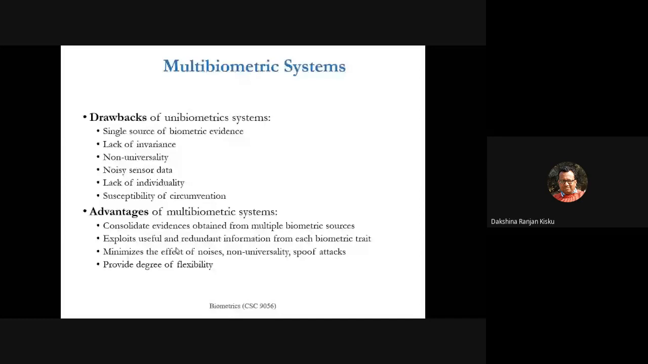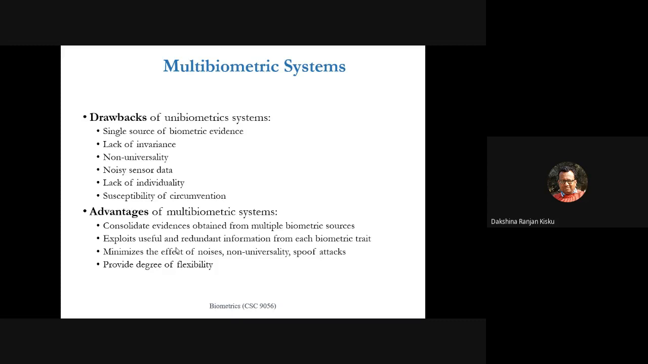The second advantage is to exploit useful and redundant information from each biometric trait. It is very relevant that every biometric system can have useful and redundant information, and whenever this information is used for multibiometric fusion, it will produce rich feature information that will make the biometric system more powerful than the earlier versions of biometric systems.